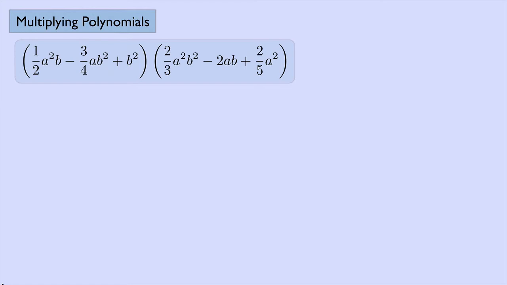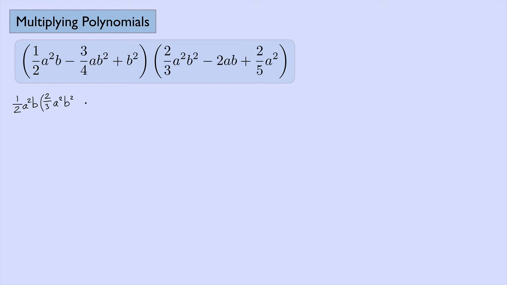I'm going to do it 2 different ways, 2 methods. We should be able to figure it out. So first, I'm going to use the method where I distribute. So I'm going to focus on this term here. This is that 1/2 a squared b. So I have 1/2 a squared b times, and then I'm going to look at each term in the trinomial here. So first I have 2/3 a squared b squared.